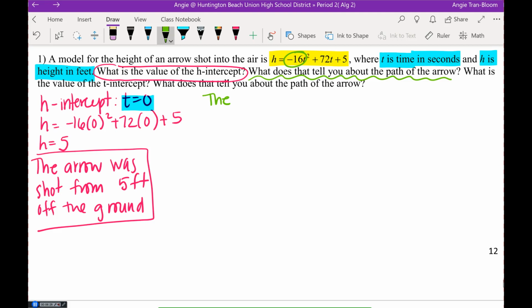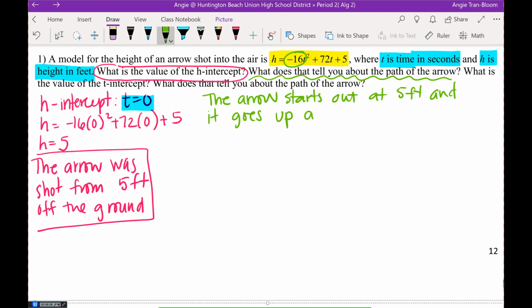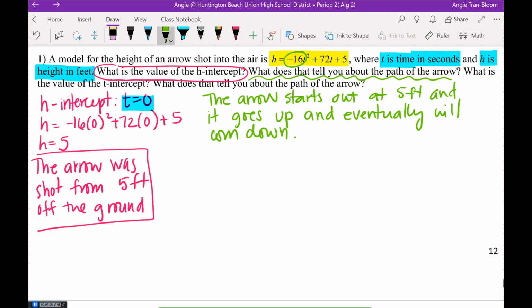It starts out at, how many feet? 5 feet, and then goes up or down? Up, okay. The arrow starts out at 5 feet and it goes up. Does it go up permanently? Infinitely? Eventually it has to do what? Come back down. And eventually it will come down. Okay. So that's your path of the arrow.